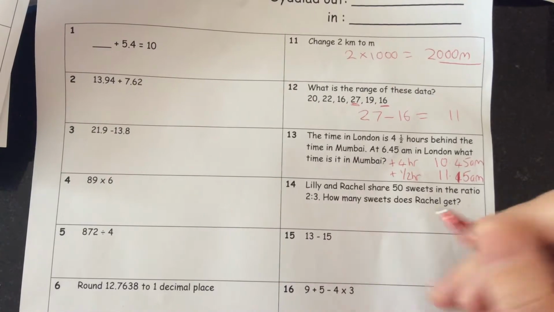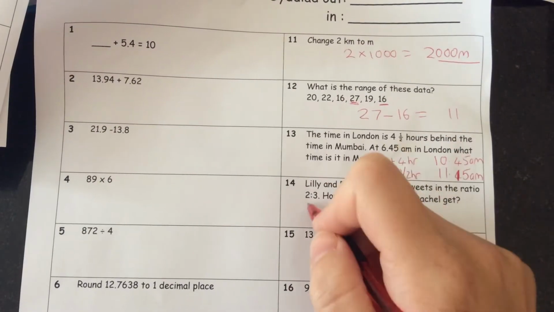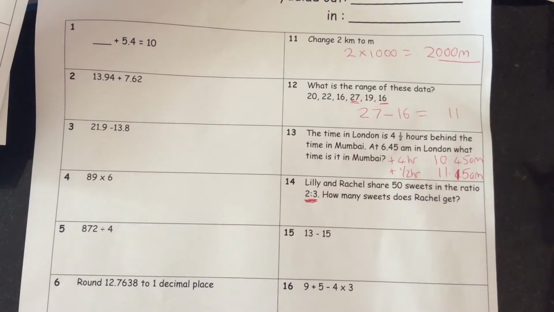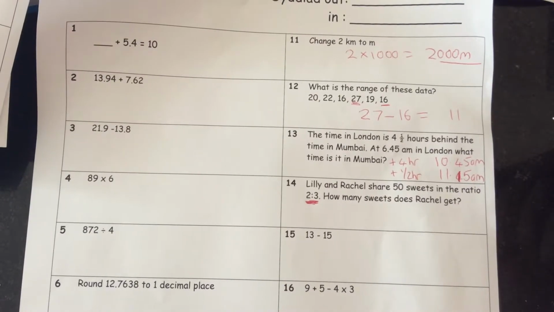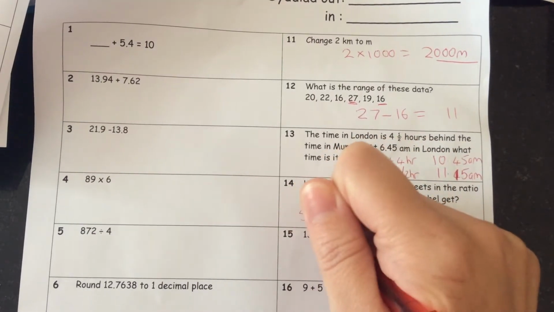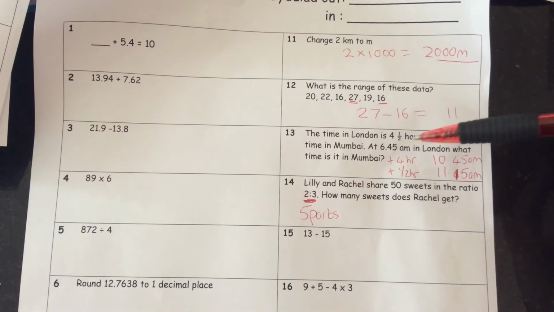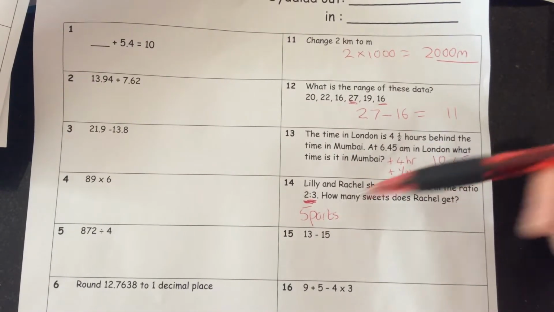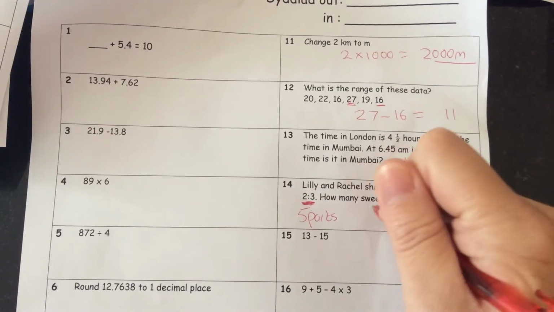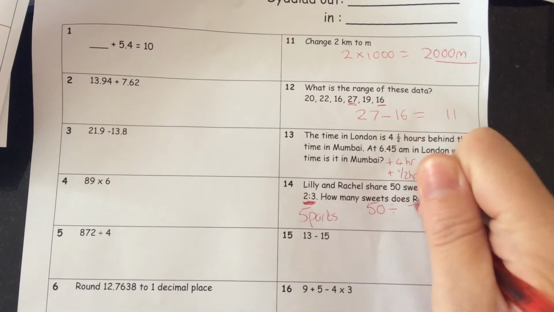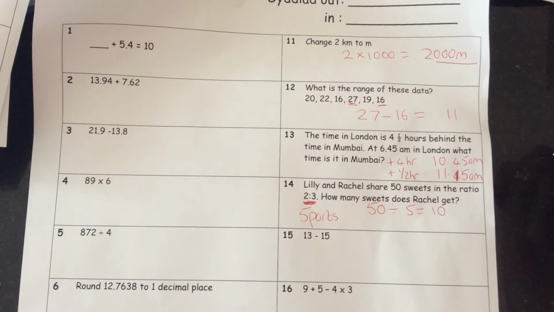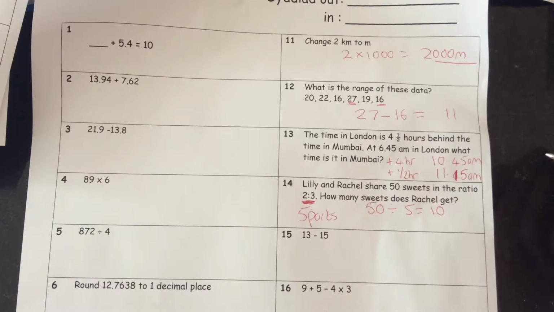With ratio, the first thing you should try to figure out is how many parts you've got altogether. We've got 5 parts, 2 add 3, 5 parts altogether. I need to share out the 50 sweets between the 5 parts. So 50 divided by 5 is 10. So each part is worth 10 sweets.